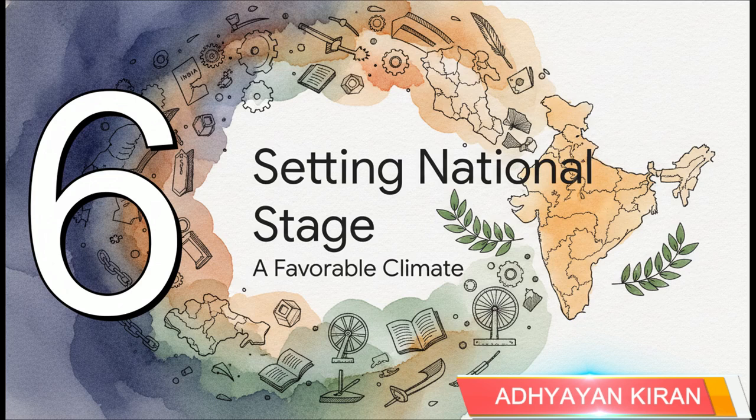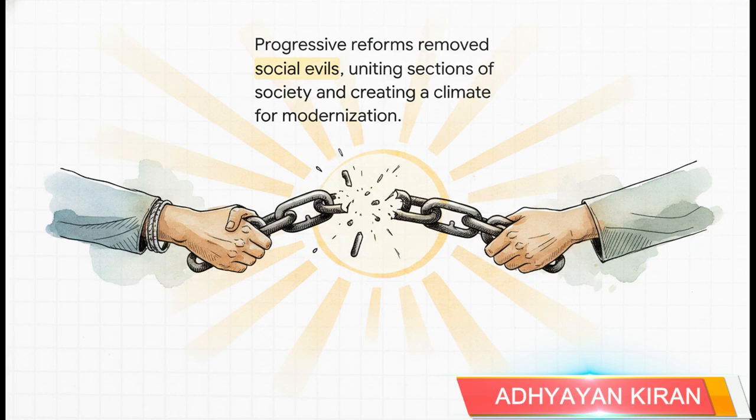Finally, Section 6, Setting the National Stage. Let's see how all these puzzle pieces finally click together. We really have to remember that cultural reform at home was just as important as fighting the British. Progressive socio-religious reform movements were working tirelessly to root out old social evils that had kept Indian society divided for centuries. By tackling these internal divisions head-on, they actively brought different sections of society together. They effectively created the perfect, unified climate for national modernization to take root.